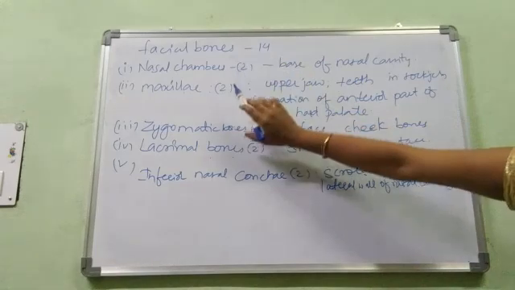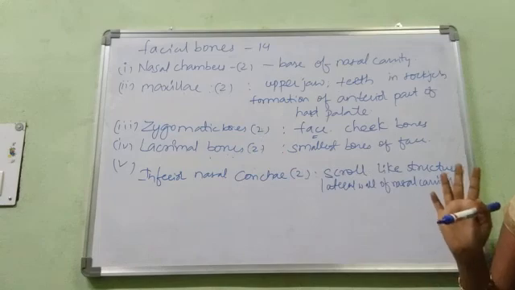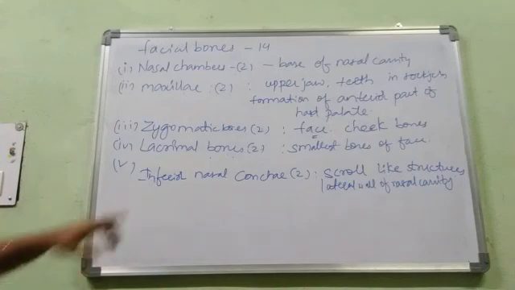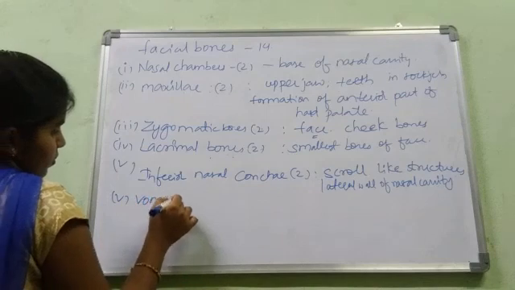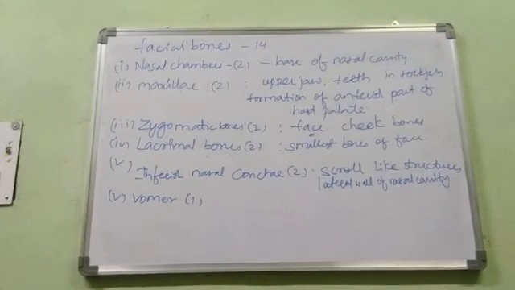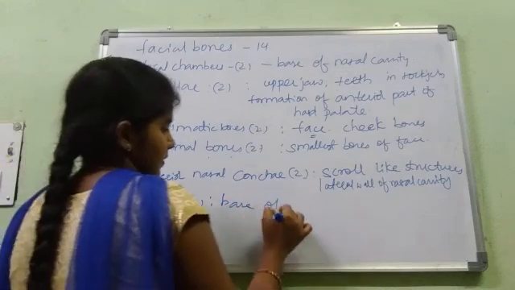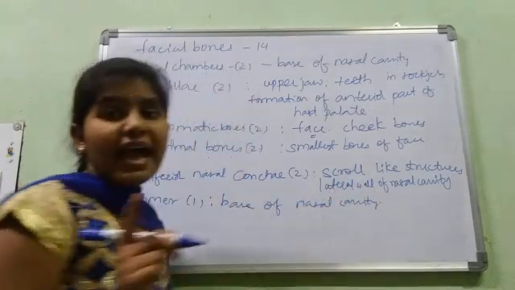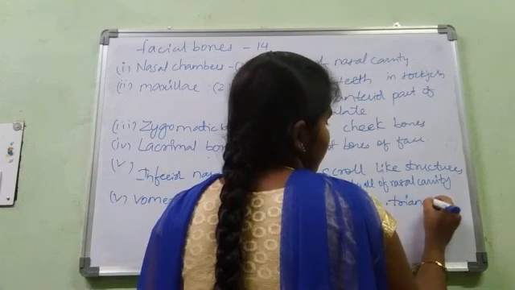See, there are 14 in number. 2, 2, 4, 5, 6, 7, 8, 9, 10. Still 4 are left. Those 4 we can discuss here now. Next we see the vomer. This is 1 in number. This is present at the base of the nasal cavity, and it is triangular in shape.